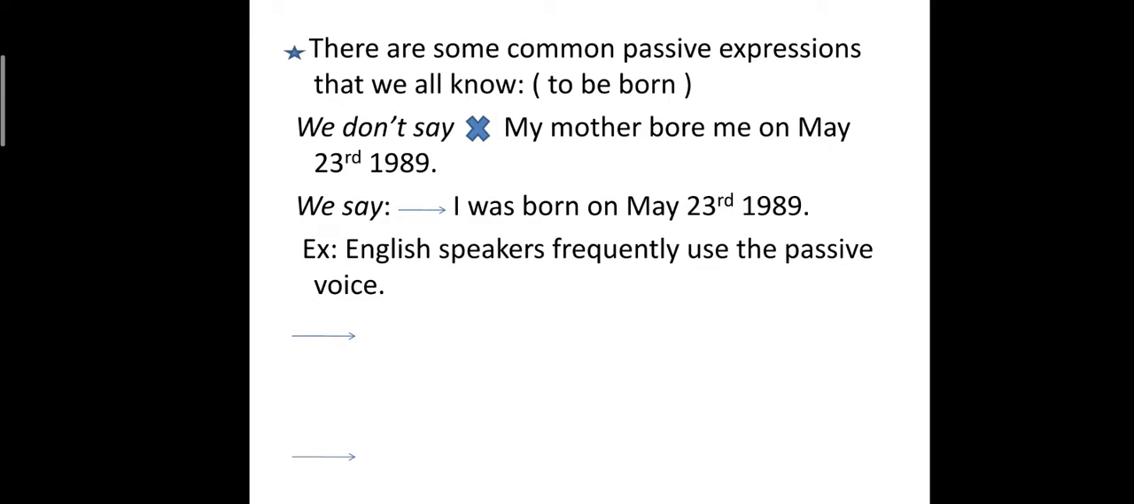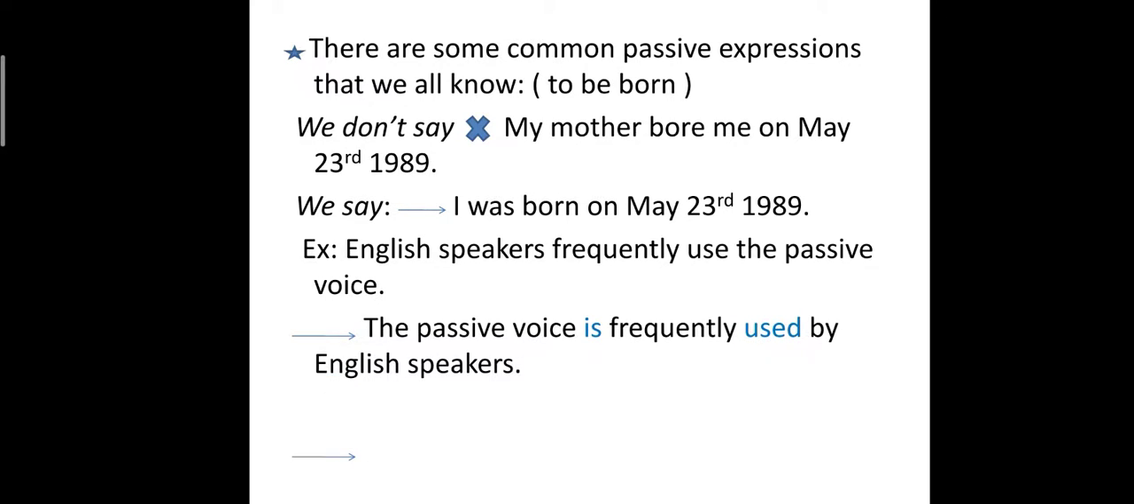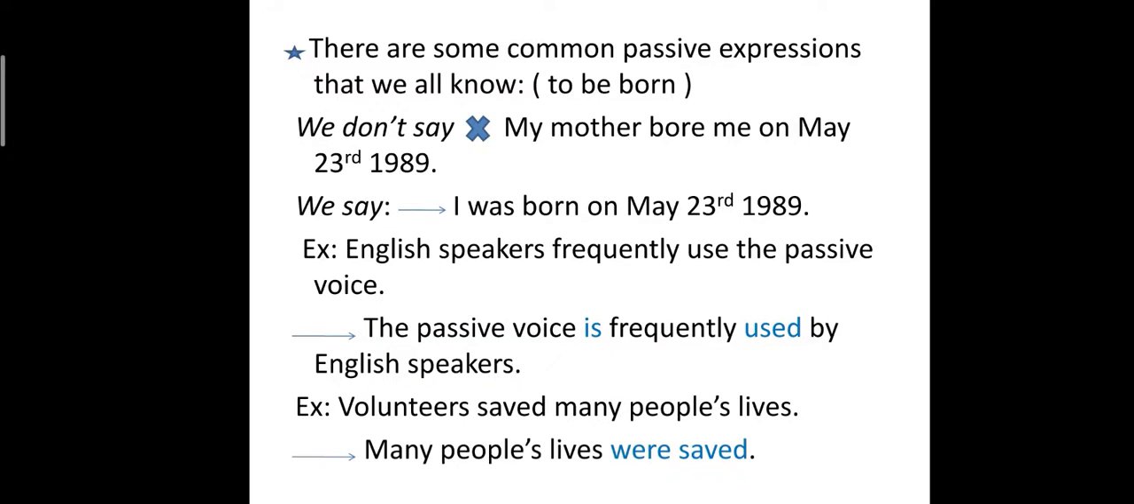Another example, English speakers frequently use the passive voice. English speakers here is the subject, use is the verb, present simple, the passive voice is the object, singular. Okay, it will be the passive voice is used by English speakers. Volunteers saved many people's lives. Volunteers, subject, saved, verb, many people's lives, object, and it's plural, by the way. So it will be many people's lives were saved.